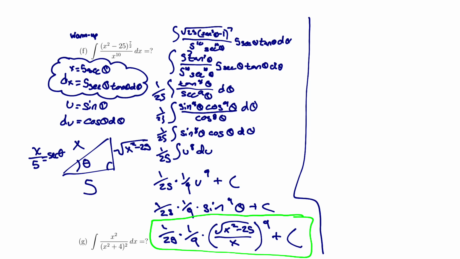The next warm-up problem is the antiderivative of x squared over x squared plus 4 to the 2nd power dx. Thank you again, James, for sticking that up there for me. The antiderivative of x to the 2nd divided by the quantity x squared plus 4 all squared with respect to x. Notice you don't have a square root, but you can still apply a trig substitution because we've got that Pythagorean pattern in there, x squared plus 4, okay?